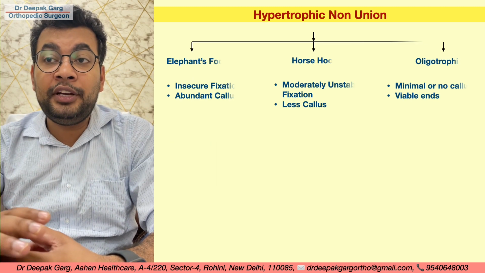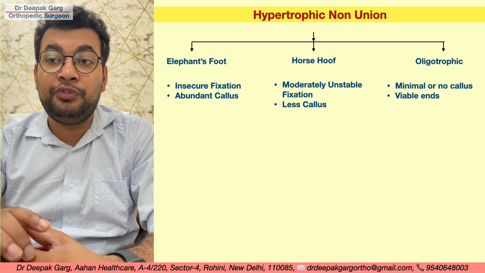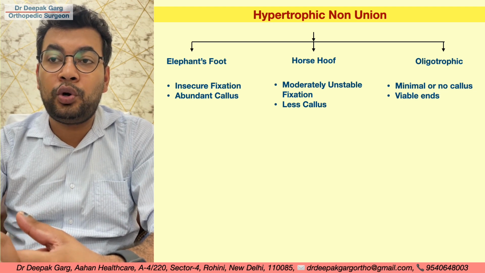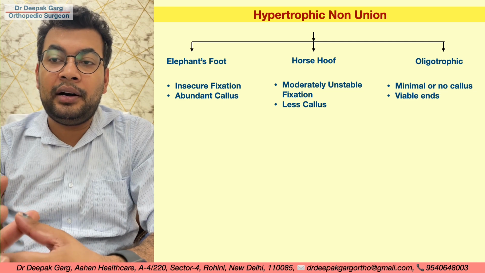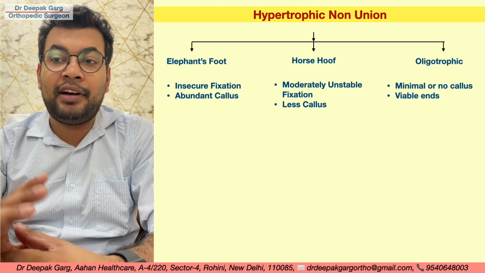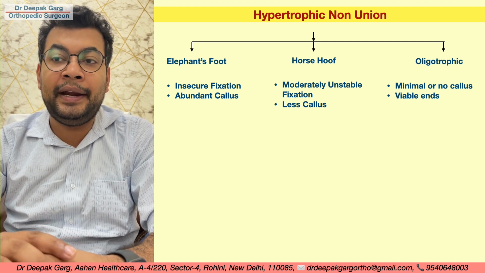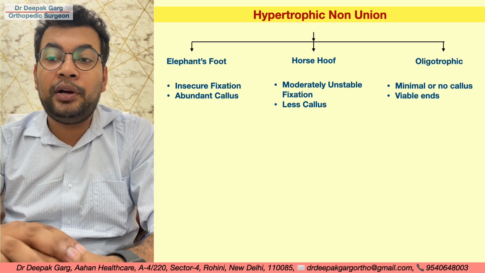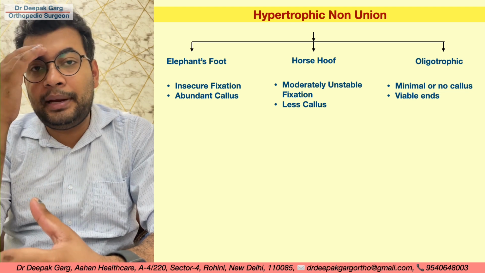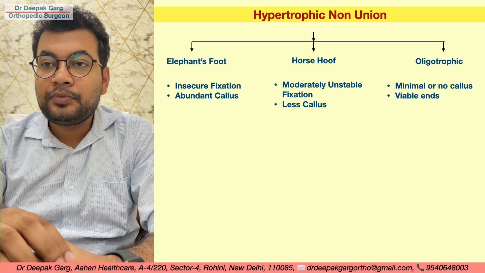So hypertrophic non-union is of 3 types: elephant's foot, horse hoof, and oligotrophic non-union. All these are the types where callus will be seen in all the cases, and ends are viable in all the cases, just depending upon the amount of callus that we see. These are the 3 types. And hypertrophic non-union is treated by stabilization of the fracture ends.